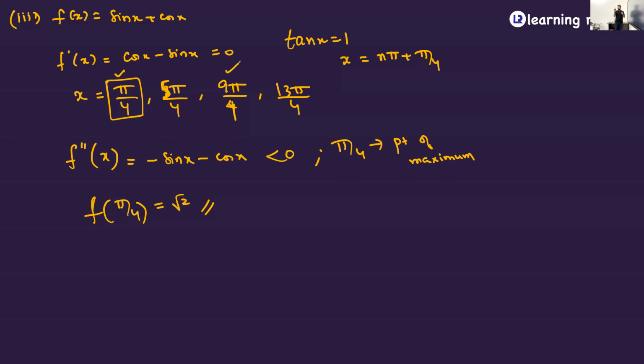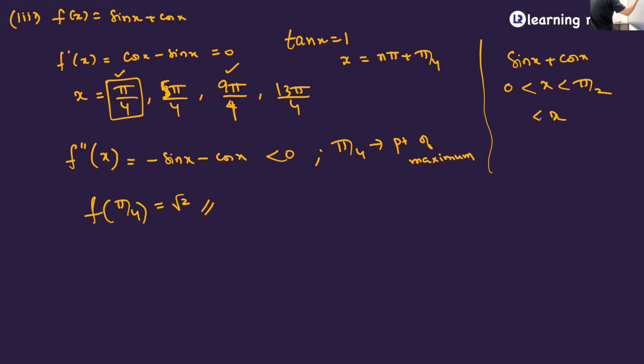So whenever the domain is not restricted, let's take this example itself. Had they given the question as sin x plus cos x between 0 to pi by 2, that is why we took only pi by 4. Had they given it as 0 to pi, what should I take? If it is between 0 to pi, you will still take only pi by 4. Why? Because 5 pi by 4 is greater than pi.